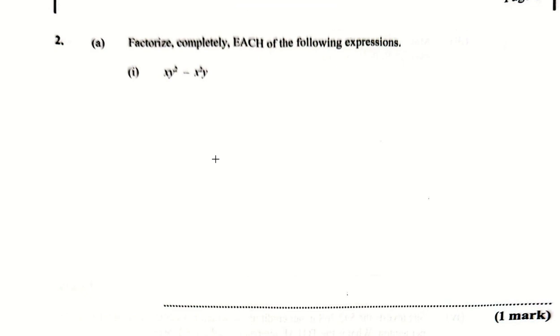So today we're gonna do number 2, May, June. Let's just get it done. We're gonna be doing May, June 2025, number 2. Factorize completely each of the following expressions. So factorization means to put it in bracket form.